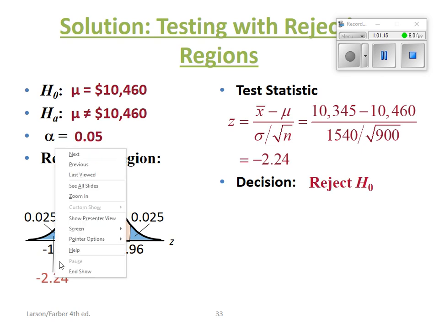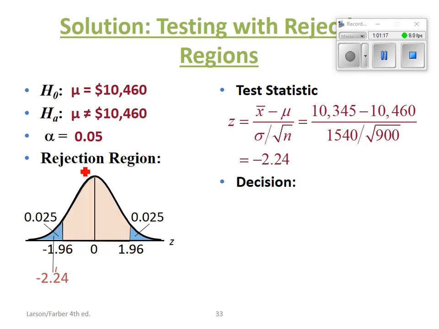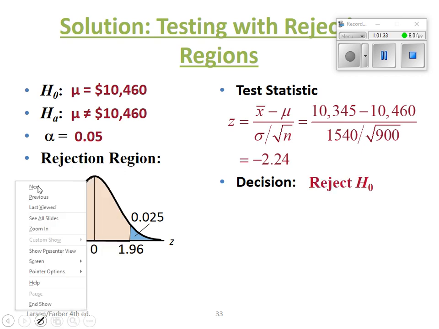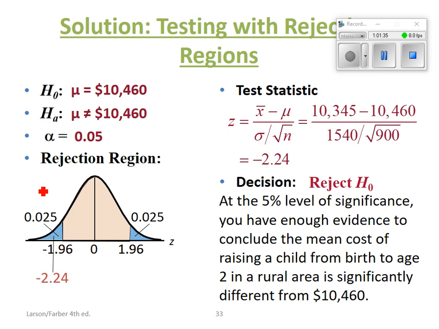Let's go back. If we found our Z-score, again, you could find your Z-score by putting these numbers into the calculator. If we found that, we look over here. That falls in the rejection region, so that would tell us to reject the null. And then we look up on the chart and we write it out.